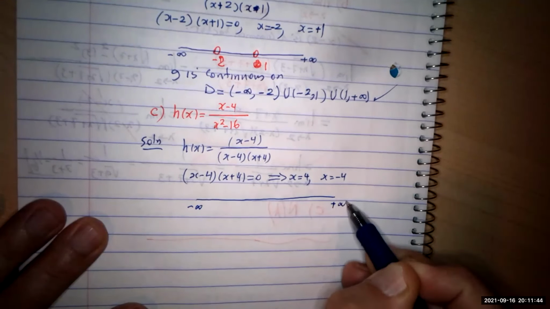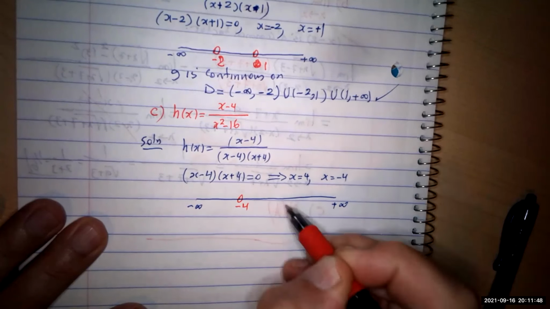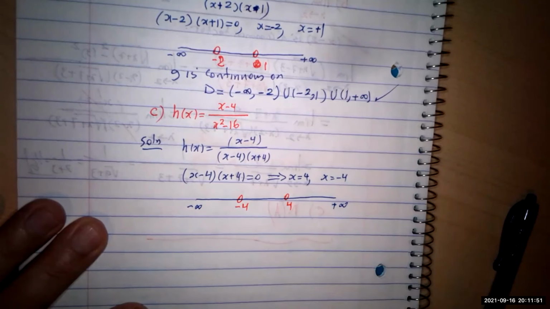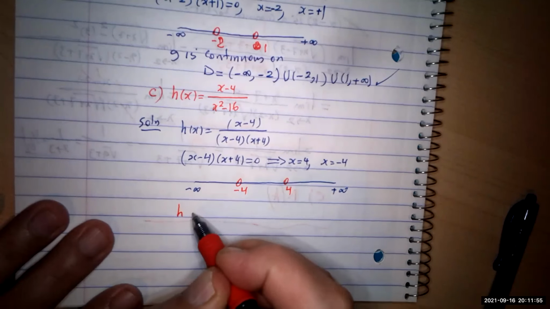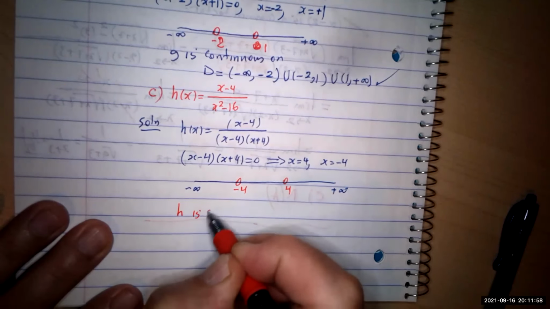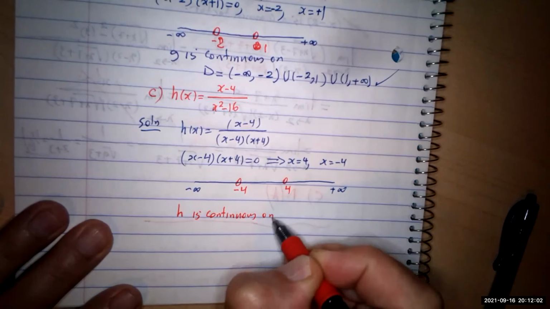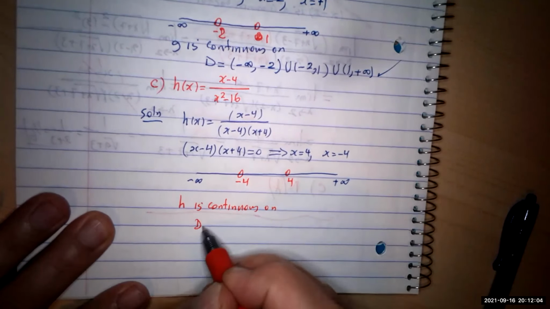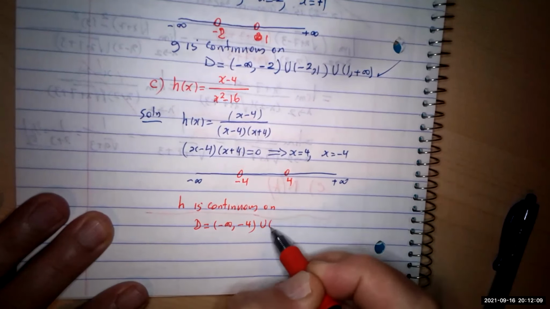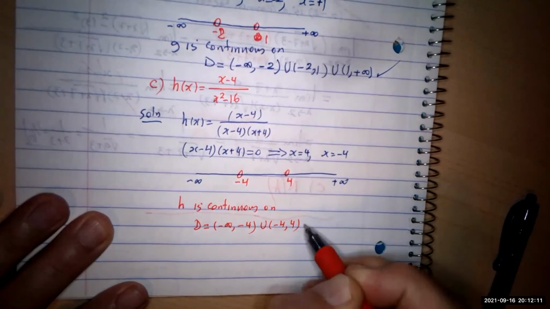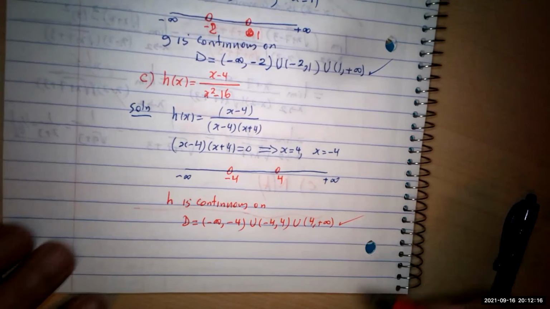Again, you have to remove those bad numbers. The bad numbers are going to be -4 and +4. So 3 portions. Again, h of x is going to be continuous on this domain, the domain of the function: negative infinity to -4, union with -4 to 4, and the union of 4 to positive infinity.